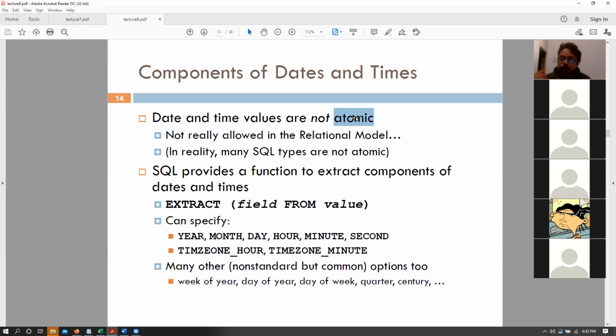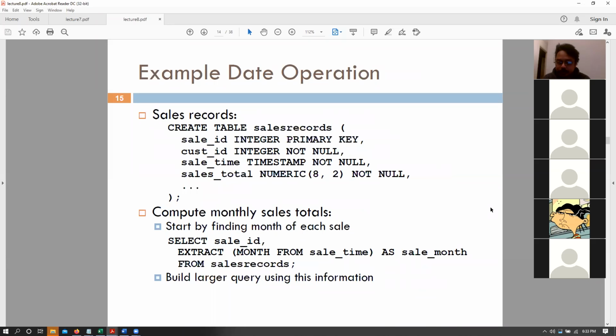However, SQL does allow you to extract components of dates and time. So essentially, SQL does not consider your date and time values to be atomic, right? We can extract some field from the date time value, and we can extract the year, the month, day, hour, minute, second, and all of those things. There are other non-standard options available. I guess Postgres allows you to get the week of the year. I definitely know Microsoft SQL allows you to get century, but essentially there are other fields that you can extract from a date. But these are all derived values from that particular date.